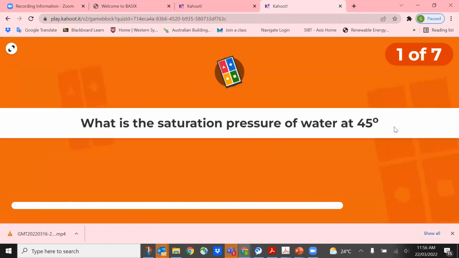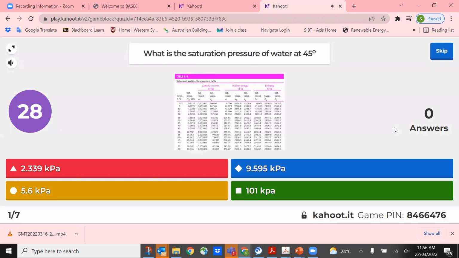What's the saturation pressure of water at 45? So look at the table and find out the saturation pressure at 45 Celsius. And as I told you, because you have 45 here, you just need to go to the first column.